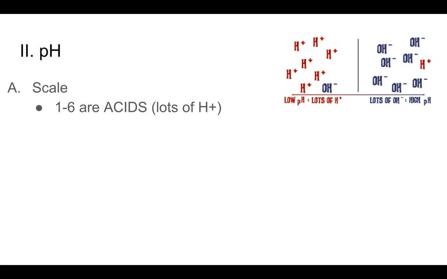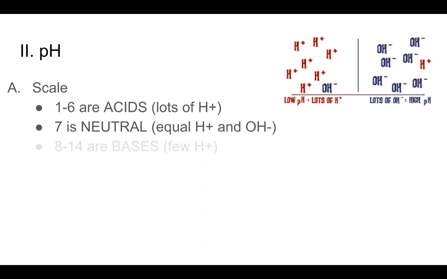If you want to bracket, 1 to 6 are acids, 7 is neutral, which means there are roughly as many hydrogen ions as there are hydroxides. And then 8 to 14 are bases. And so you can see over here, this is a basic solution where there are very few hydrogen ions, and the rest are these hydroxides.